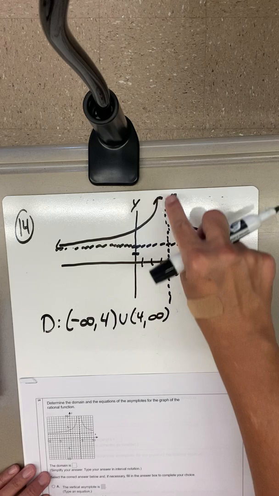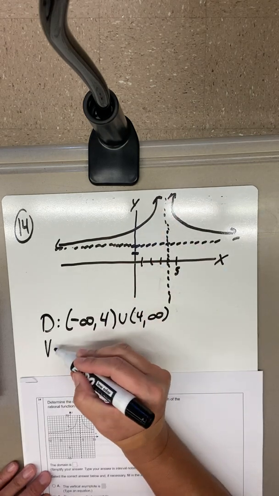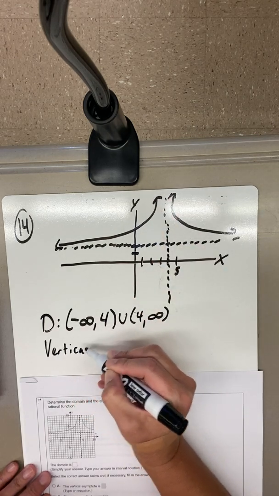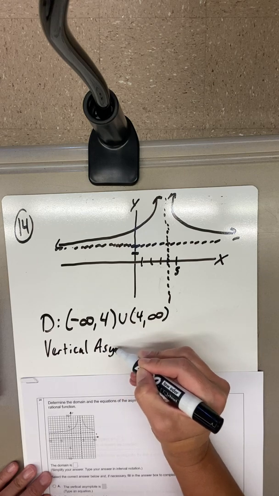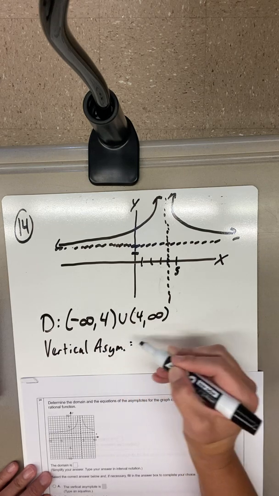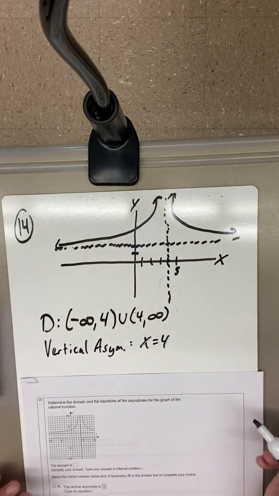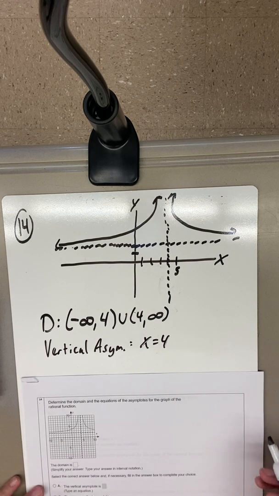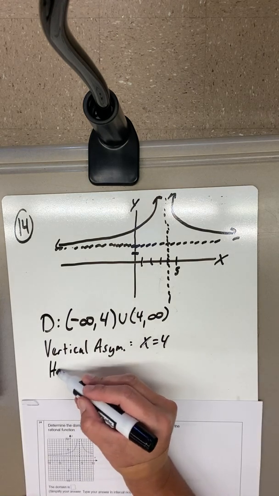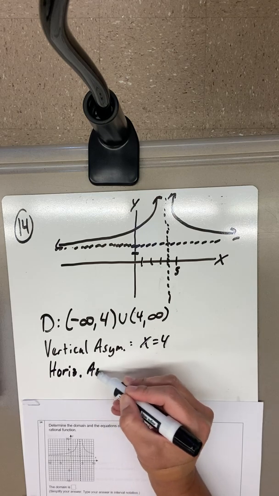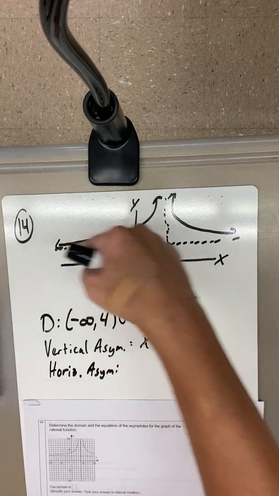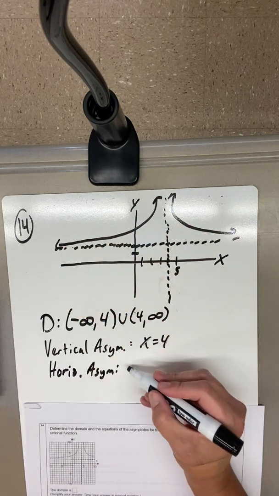The vertical asymptote is here. Remember, vertical is up and down. So x equals 4. Make sure you write the equation. It tells you in parentheses. The horizontal asymptote, don't hate, I'm going to abbreviate. That's this. You just count on the graph they give you, and it's y equals 2.